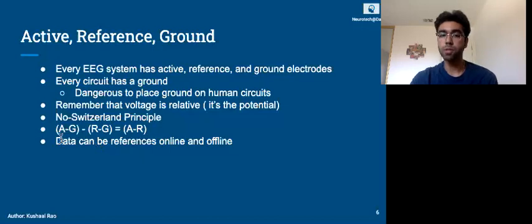So what we do is we do active minus ground and then subtract that from reference minus ground. And if you do the math, you'll see that the G's cancel out. And so what you do get is just A minus R. This is just simple algebra, but it proves the point of us being able to isolate what we're looking for while dealing with the complexities of a ground circuit in an EEG system. And so this is typically how everything is done.